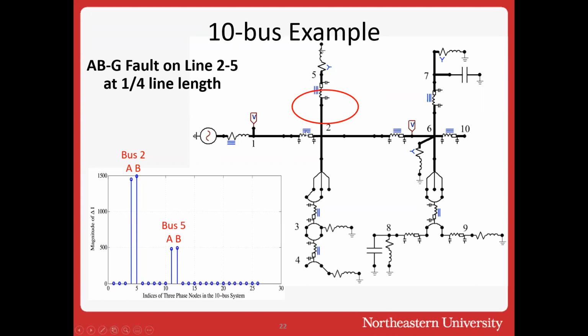There are three-phase branches, two-phase branches, single-phase branches, single-phase loads, two-phase loads, and so forth. So it's a completely mixed picture of a distribution system with three-phase, two-phase and single-phase feeder branches, and loads. In this case, we are applying a phase A, B to ground fault along this line connecting bus 2 to bus 5. And the fault is applied exactly at a distance of one-fourth of the line length away from bus 2.